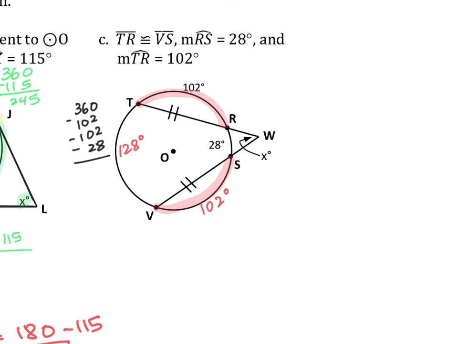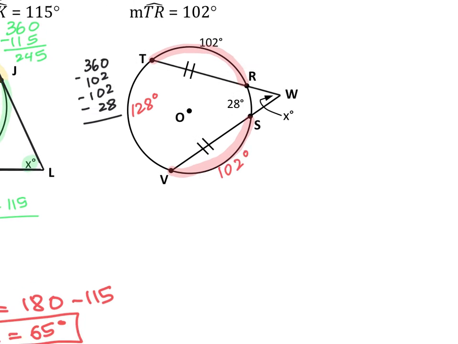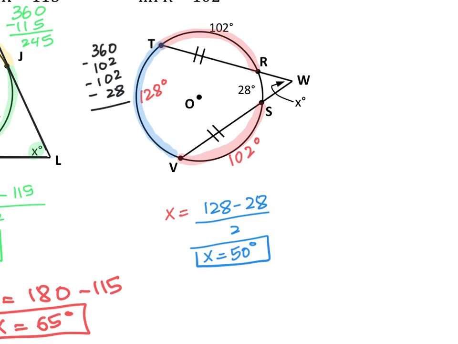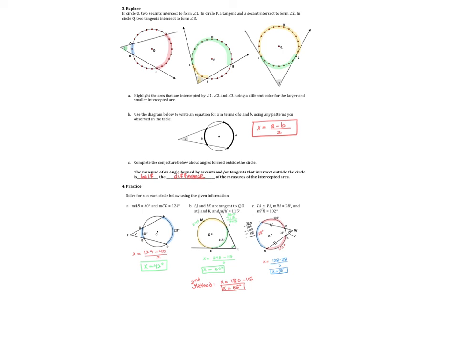So then if I want to find the angle formed by the two secants intersecting outside the circle, in this case the angle is equal to the big intercepted arc, so that's the 128, minus the small intercepted arc, which is 28, divided by 2. So x is going to be 50 degrees. So I hope that this video was helpful to go over the two important rules talking about angles formed by secants, tangents, and chords, whether they meet outside or inside the circle.